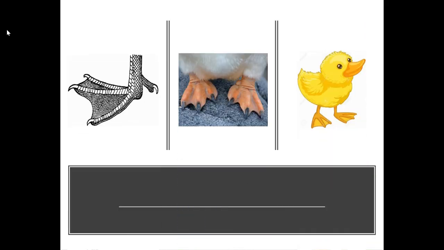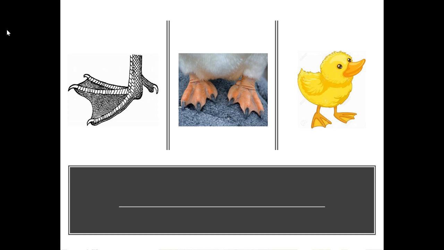Here's our first group of pictures. What do you notice or see? I notice or I see. So say out loud what you notice about one or more of the pictures. I notice that. Well, in the first picture, I notice a bird's webbed foot. In the second picture, I notice some penguin feet. And in the third picture, I notice a baby duck or chick, and the chick has webbed feet.